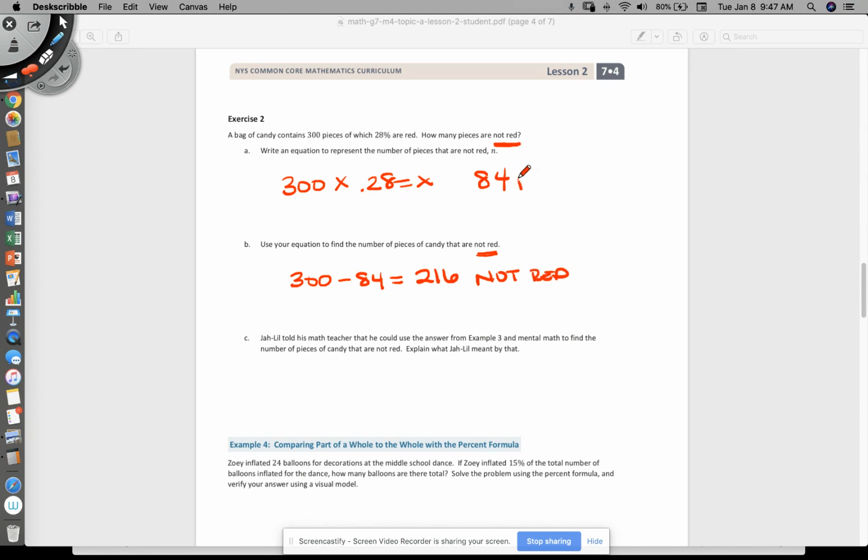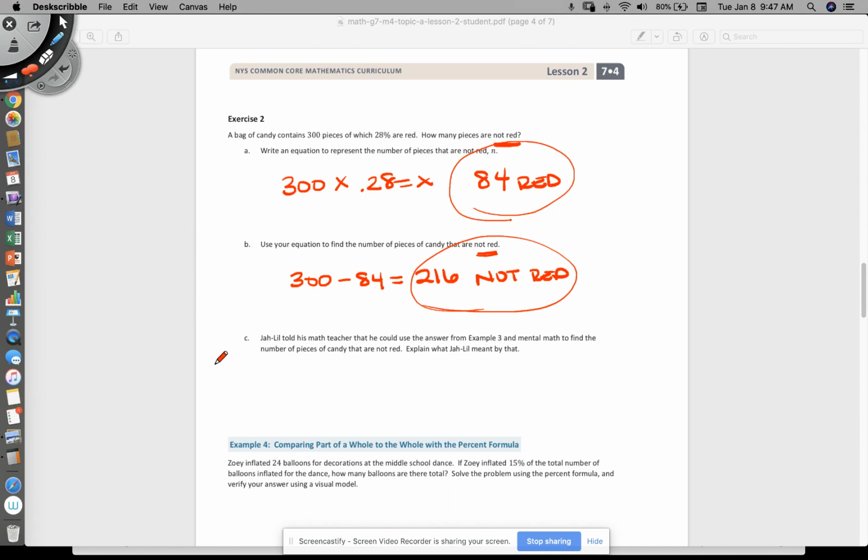Now over here, I guess you could put these are the red ones, so you can understand the two different answers. Jali told his math teacher that he could use the answer from example 3 and mental math to find the number of pieces that are not red. Explain what Jali meant. So what he was saying is he could have done this all in his head because he had already found that 84 of them were red. Then he just knew that all he had to do was subtract from 300 to find out the number that was obviously remaining of the other colors.